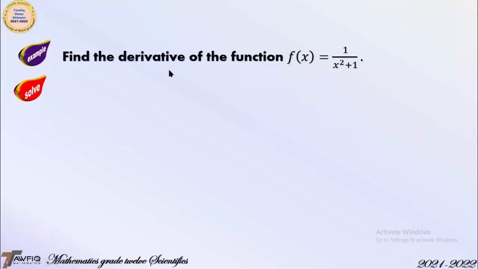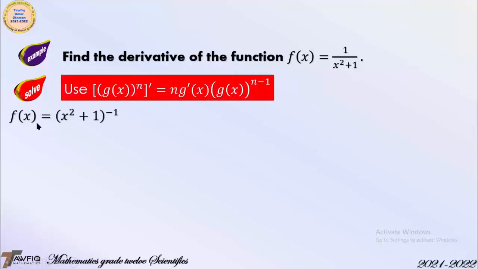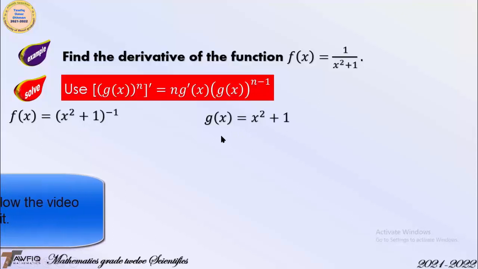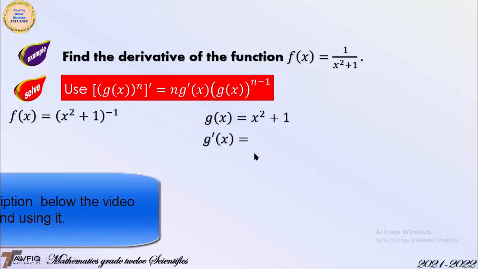Find the derivative of the function f(x) equals 1 over x squared plus 1. f(x) is equal to (x squared plus 1) to the power minus 1, by taking x squared plus 1 from the denominator to the numerator. Then the inside of the bracket is g(x), which is equal to x squared plus 1, and its derivative is 2x.